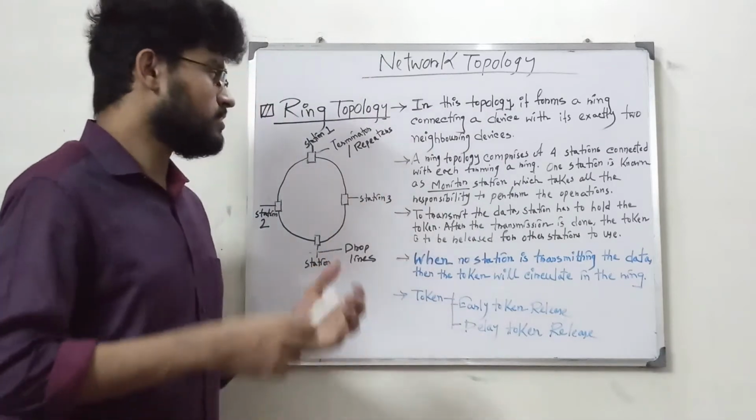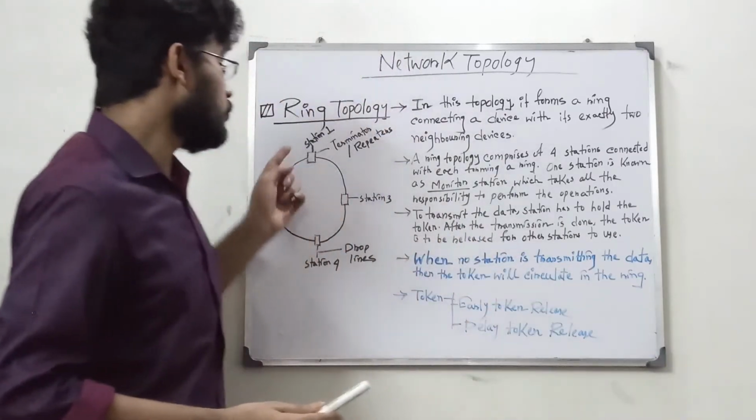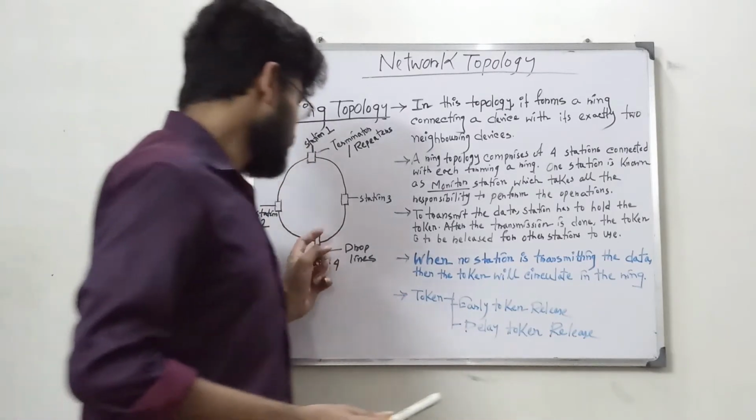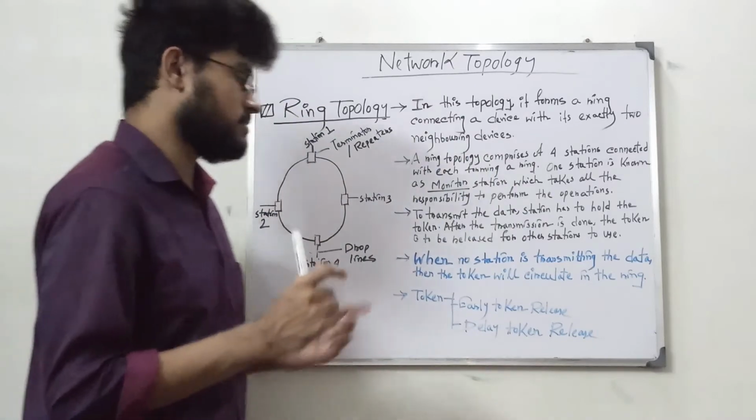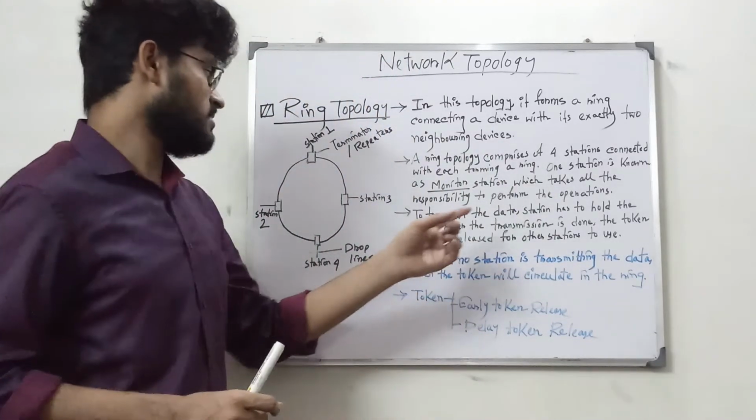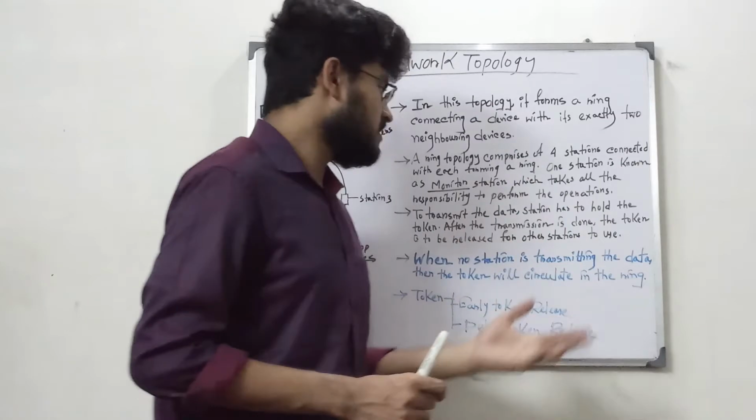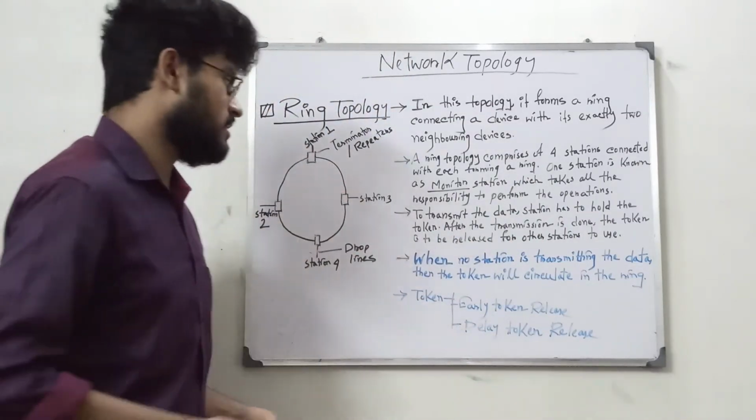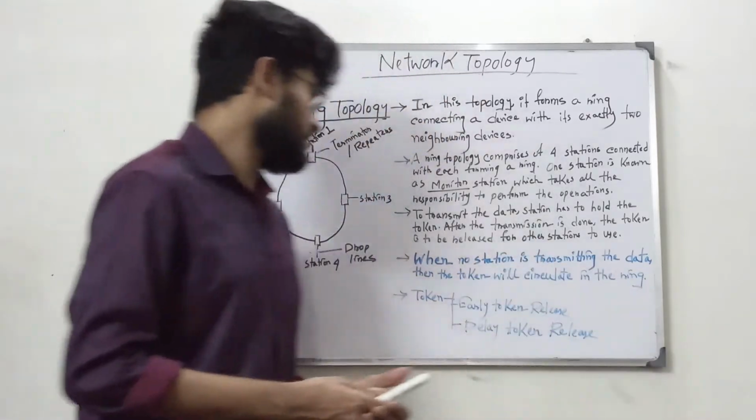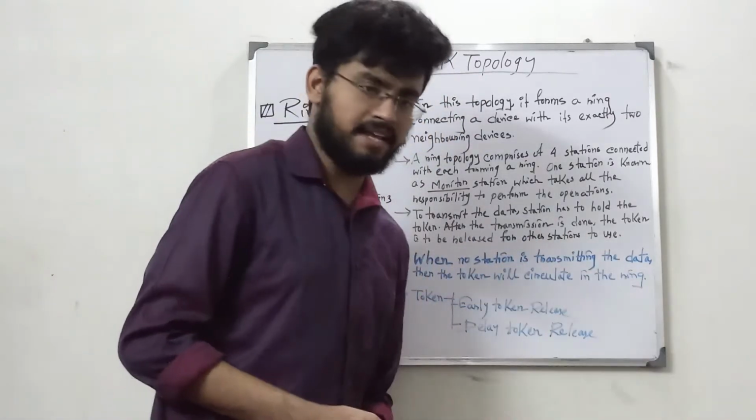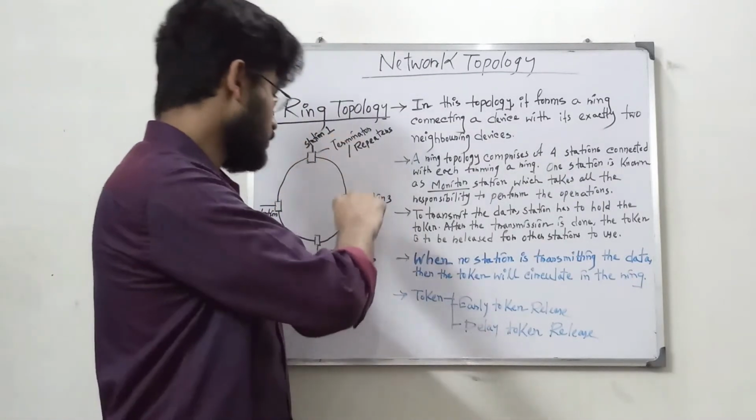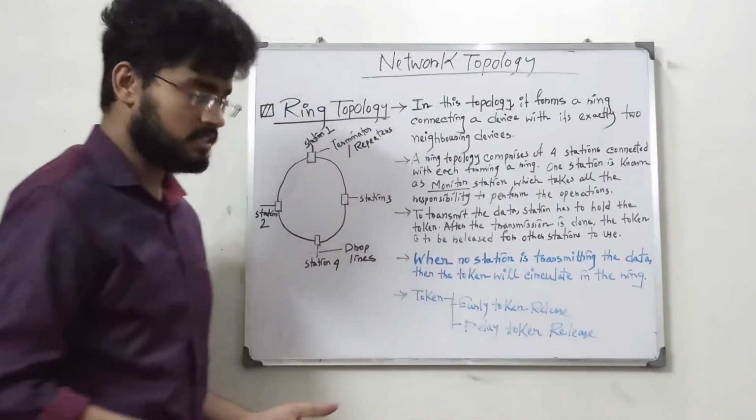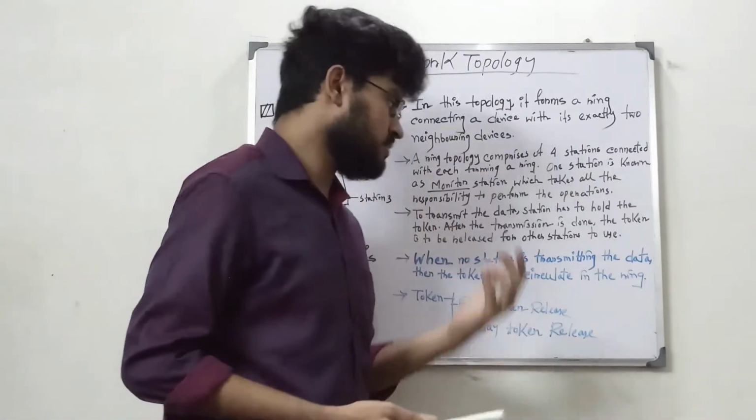So to transmit the information, a station has to hold the token. Suppose this device sends information to this device, then it holds the token. After the transmission is done, the token is released into the channel for other stations to use. When no station is transmitting data, the token circulates in the ring. Suppose no station is transmitting or receiving data, then the token will automatically circulate in this ring.